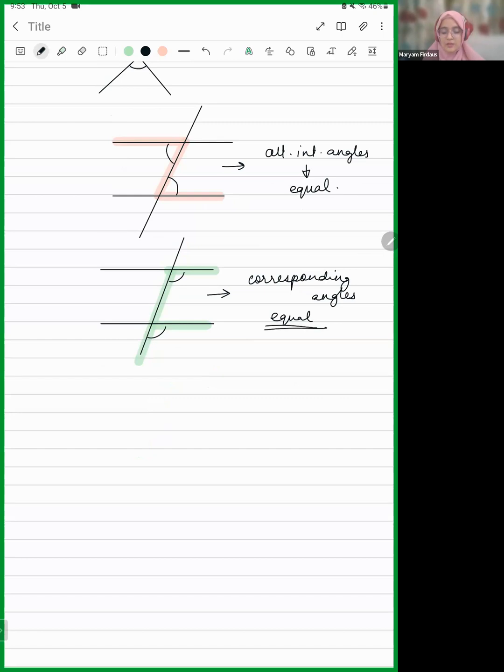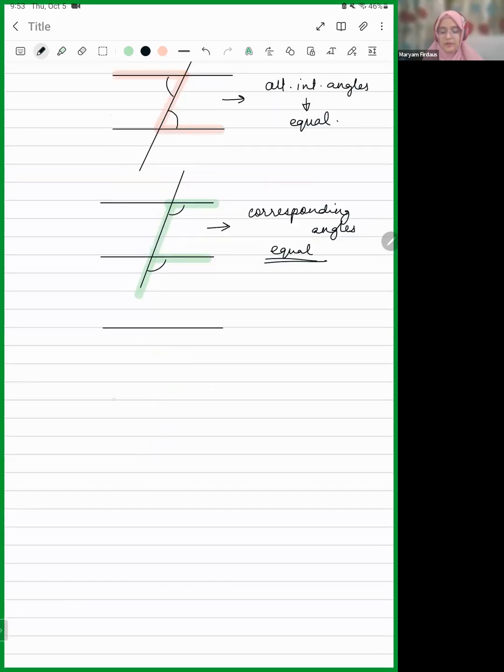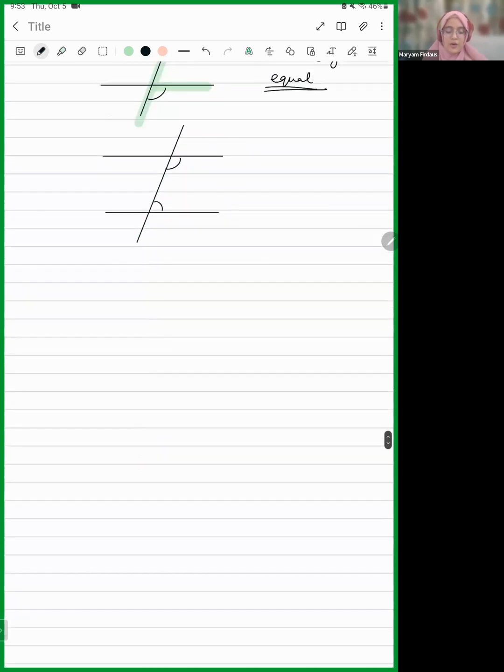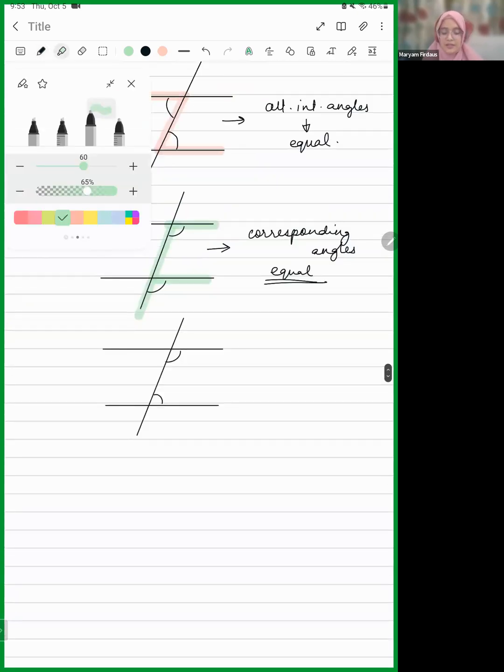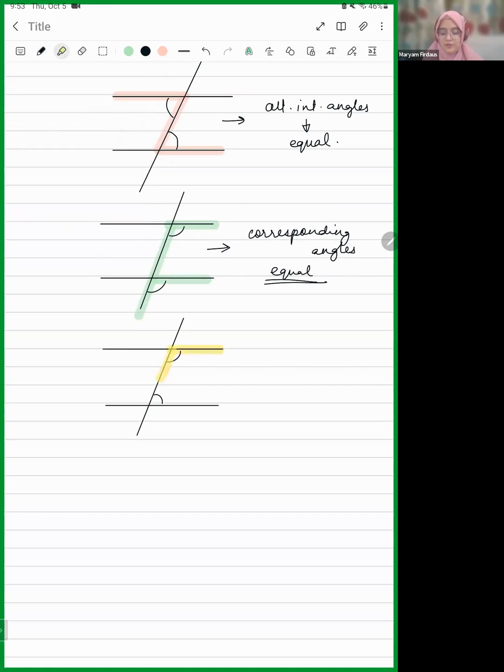And then the last of them, what else is remaining? Interior angles on the same side of the transversal. They make a C or a U, if you want to say. In some books, you will find it written as co-interior angles. They are supplementary to each other, meaning that their sum is how much?